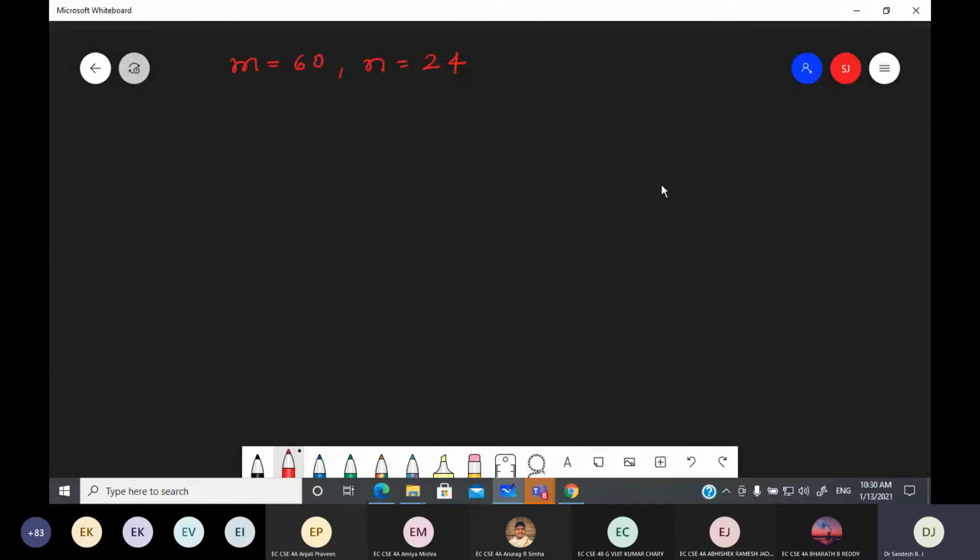Can you tell me the steps to find the prime factorization of these numbers? Step 1, what are the prime factors of m? So 2, 3, then 5. 2, 3, 5, right? So that is 60. So 2, 3 and 5.